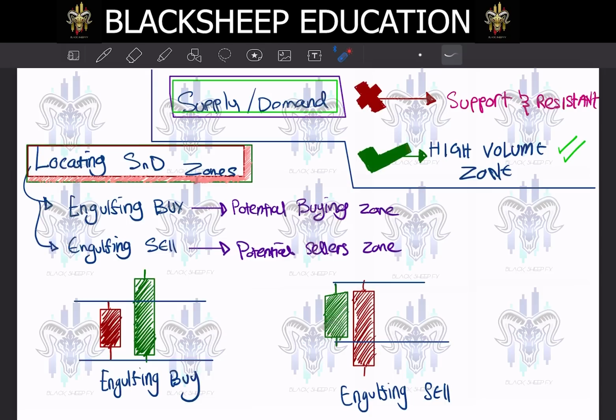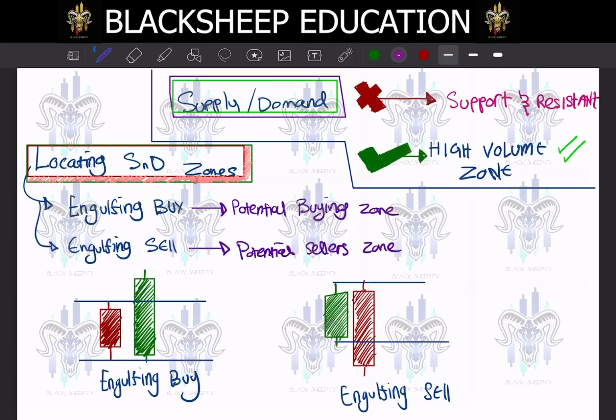Engulfing buy is a scenario whereby, firstly, we have to be looking for a bullish candle, or you can call it a buyer's candle, or just the green candle, eating a red candle on the left side. It is confluent with its word, engulfing, devour. So we need the green candle to devour the red candle. And then we can say it has succeeded in creating an engulfing buy zone.